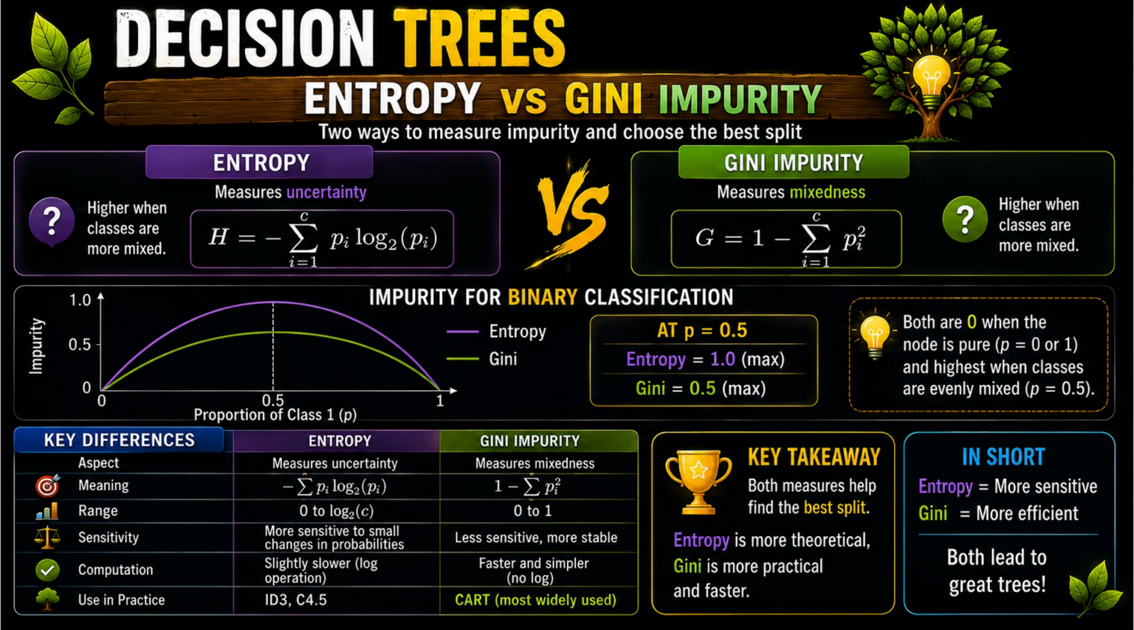Sensitivity: entropy is more sensitive to small changes in probabilities, but Gini impurity is less sensitive. Computation: entropy is slightly slower because you have to take the log. Gini is faster and simpler, with no log involved. Used in practice: there are a lot of algorithms available for decision trees. ID3 and C4.5 are typical algorithms that use entropy. But CART, which is the most widely used, uses Gini impurity. Both measures help find the best split. Gini is more efficient. Both lead to great trees.